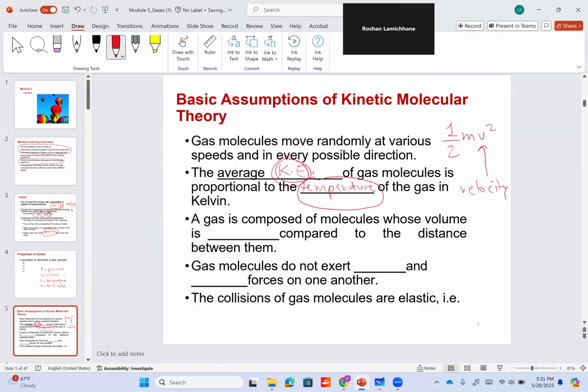Next bullet point: a gas is composed of molecules whose volume is negligible, but the distance between them is not. All of these assumptions, we hold whenever deriving all these different equations, Boyle's law, Charles' law, and so on. And gas molecules do not exert attractive or repulsive forces on one another.